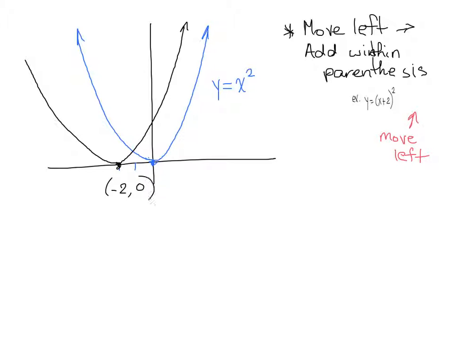We could do this again. We could move the graph right if we want to. All right, so let's use a different color. And let's say we want to move the graph right. Well, when we added in parentheses, it moved the graph left. So when we're subtracting in parentheses, that's what it would take to move the graph right. So we're going to subtract in parentheses.